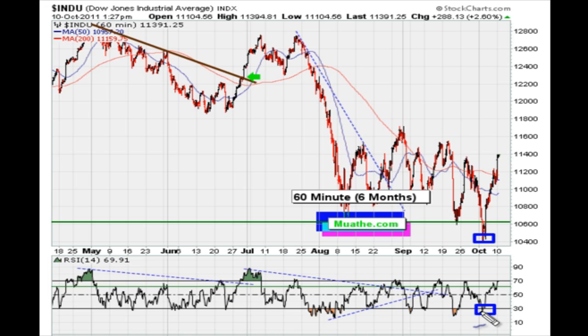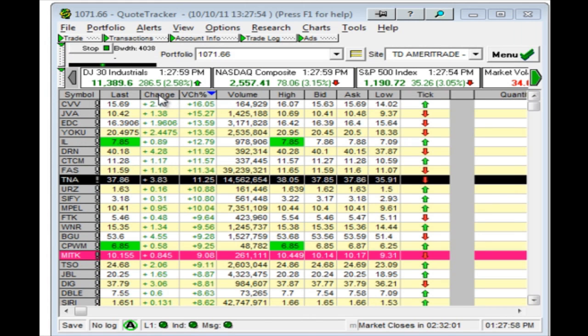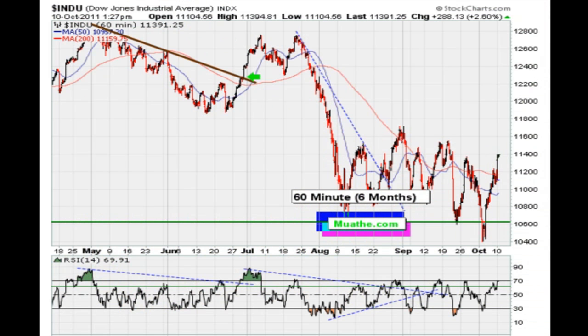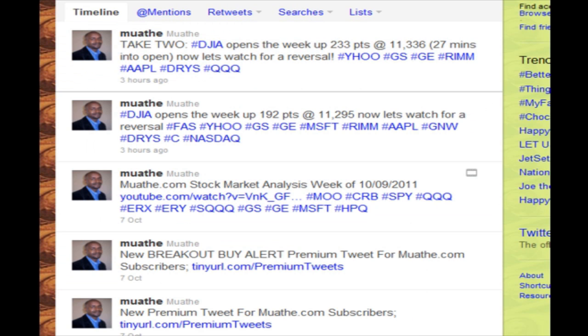Which means at some point, should the Dow break a trend line on the hourly, should it move below this blue line, which connects the lows on the RSI, and the lows correspond to a fresh 52-week low, whenever it breaks this trend, you're going to see a significant sell-off in the market, even though today you see the Dow up 286 points. That's why I pointed out on Twitter, be on the lookout for a turnaround. Let's watch for a reversal.